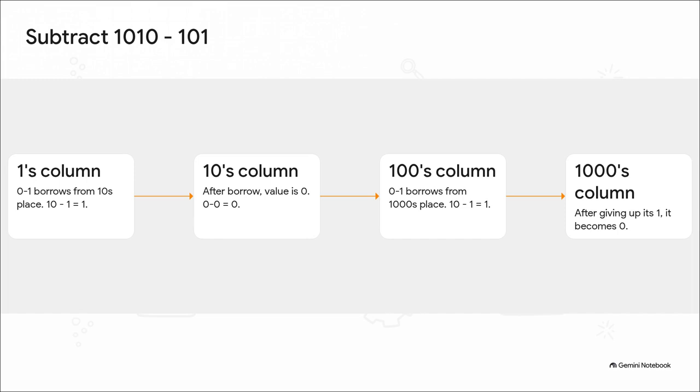Uh-oh, we face 0 minus 1 again, so we borrow from the next place over. That 1 becomes a 0, our current 0 becomes 1, 0. 1, 0 minus 1 equals 1. Finally, step 4. That leftmost column gave up its 1, leaving it at 0. There's nothing beneath it, so it just stays 0.